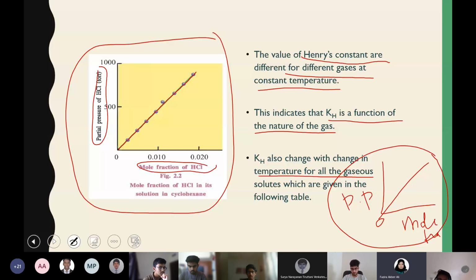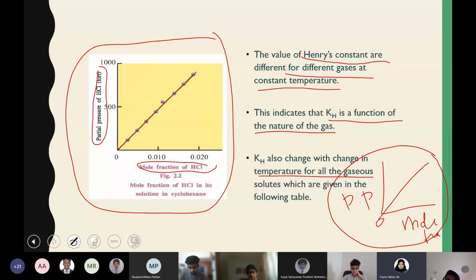Mole fraction is a unit, a way of expressing the concentration. So indirectly, they said that as partial pressure increases, the concentration of the solution increases, right? The higher the pressure, the more gas will be dissolved. That is what is indirectly explained in Henry's law in terms of mole fraction. Concentration can be in any unit. You can use molarity, molality, or parts per million. Many units are there, but Henry's law specifically uses mole fraction as the unit of concentration.